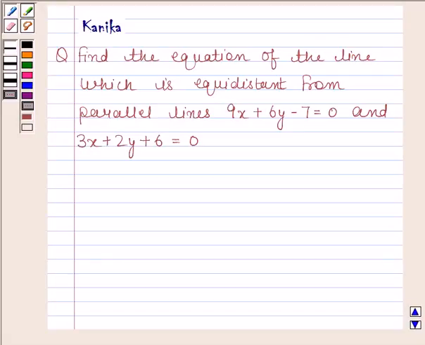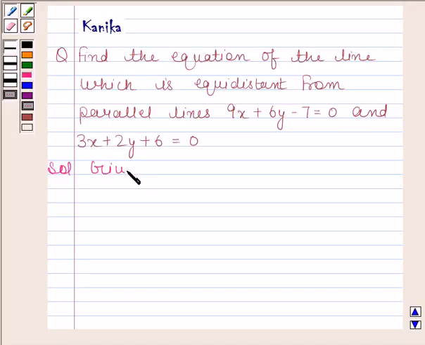Let us discuss the following question. The question says, find the equation of the line which is equidistant from parallel lines 9x plus 6y minus 7 is equal to 0 and 3x plus 2y plus 6 is equal to 0. Let's now begin with the solution.